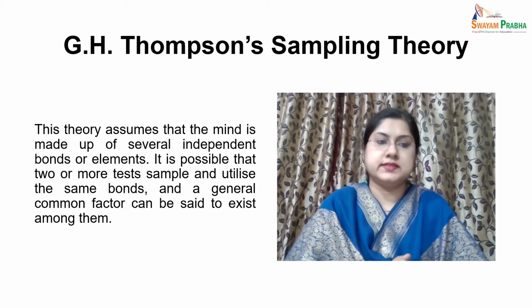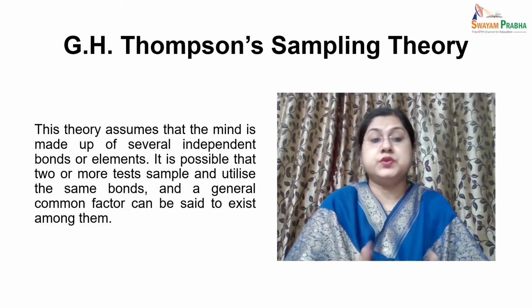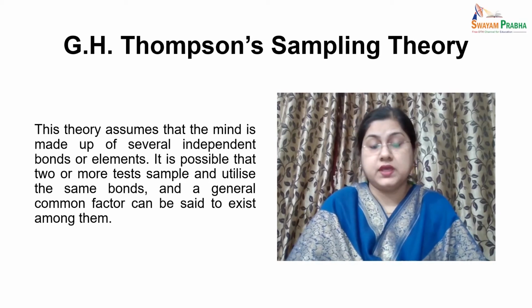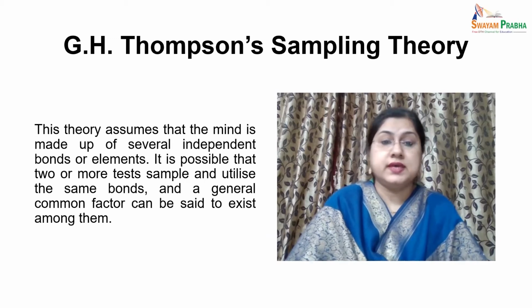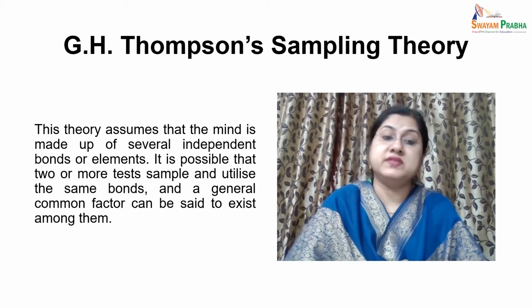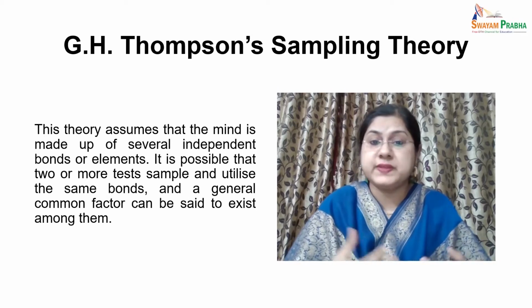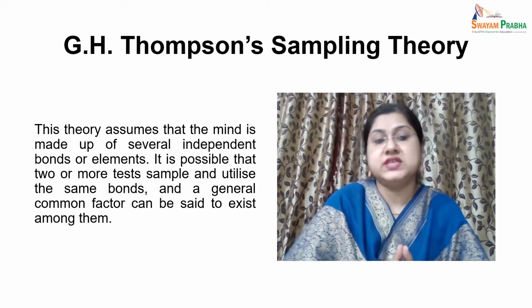Now let us see the next theory, which is Thompson's sampling theory. This theory was given by G.H. Thompson in 1939. Thompson was a British psychologist. This theory assumes that the mind is made up of several independent bonds or elements. Any specific test or school activity samples some of these bonds.